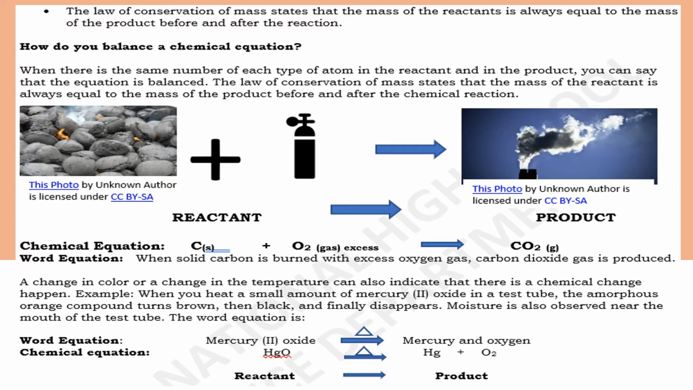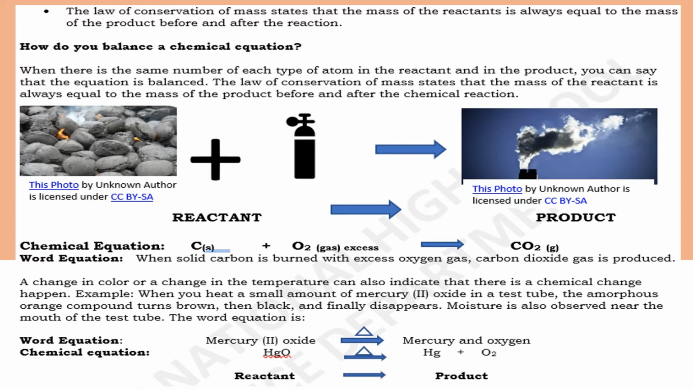A change in color or a change in temperature can also indicate that a chemical change has happened. Example, when you heat a small amount of mercury II oxide in a test tube, the amorphous orange compound turns brown, then black, and finally disappears. Moisture is also observed near the mouth of the test tube.